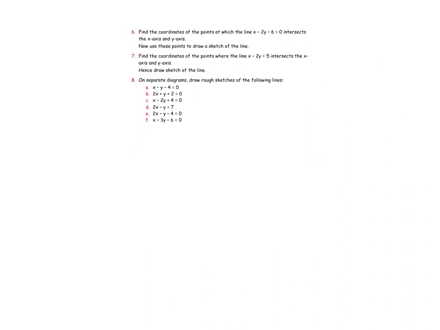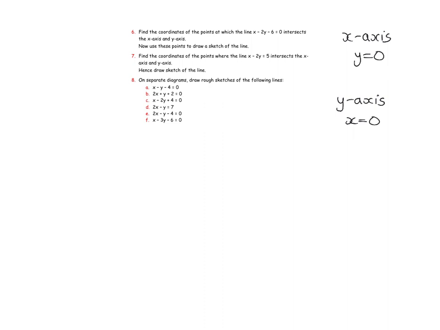Question 6 says, find the coordinates of the point where the line x minus 2y minus 6 equals 0 intersects the x and y axis. That's no problem at all. We know that when we have the x-axis, y is equal to 0. And when we have the y-axis, x is equal to 0. So you just sub those in and you find what the other value is.